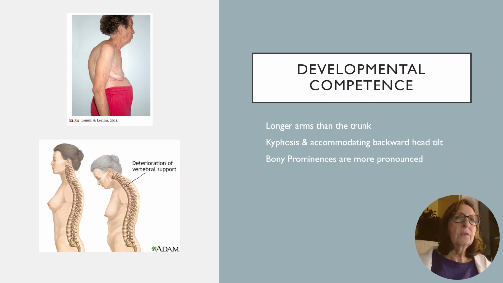Bony prominences. When we talk about bony prominences, we're talking about the bones that stick out more. So that's going to be elbows, shoulder blades, tailbone, knees, ankles, all these places and more are going to become more pronounced. They're going to be more easily seen.